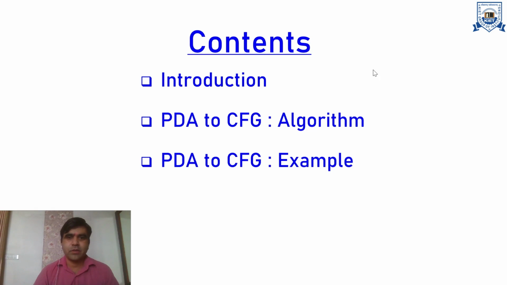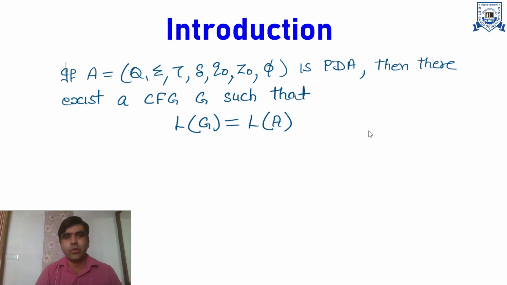We'll be giving some introduction about the push-down automata and the equivalence of push-down automata and context-free grammar. Then we'll be giving an algorithm to convert a given push-down automata and write the equivalent context-free grammar, and implement that algorithm using an example. Okay, so see what push-down automata is.